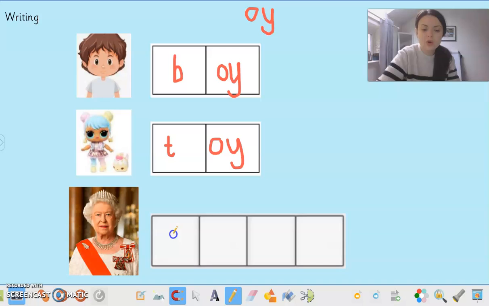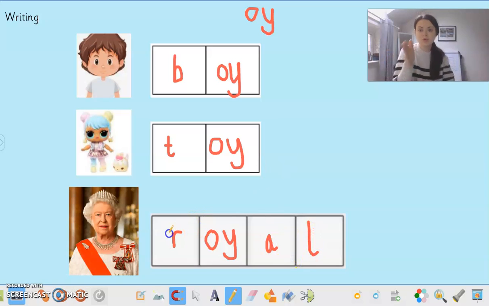Next one, royal. So this was a little bit tricky. R, oi, and that's an A and an L. Okay. R, oi, l, royal. That's why it's a little bit tricky because it doesn't sound like it would be spelt that way. But that's why we use our phonics.